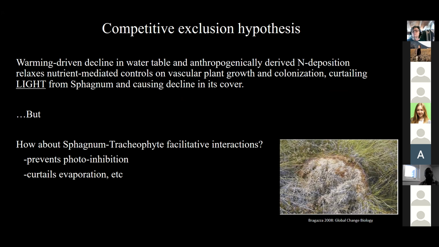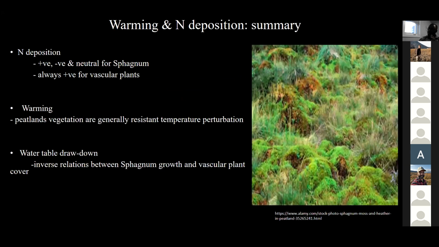But there's also an established literature about the facilitative interaction between sphagnum and vascular plants, especially in preventing photoinhibition and reducing evaporation from the sphagnum surface. So how do we reconcile these two perspectives? Like I said, this came from a concept paper, so we did an extensive literature review. I'm quickly going to summarize what we found here.